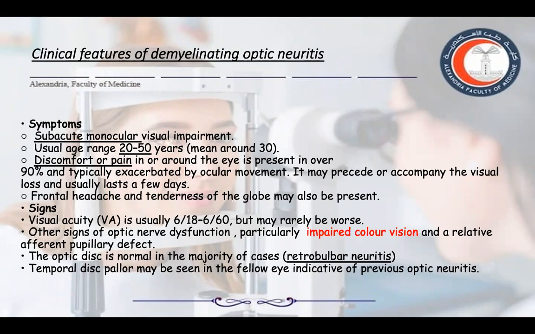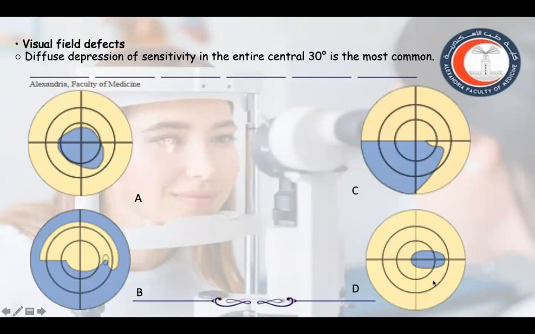I'm repeating, the typical demyelinating optic neuritis occurs in females, young age, with pain in or around the eye, and it's usually retrobulbar. Usually, the optic disc appearance is normal. Sometimes when we examine the other eye, we might find a temporal disc pallor, which indicates a previous attack of optic neuritis in that eye.